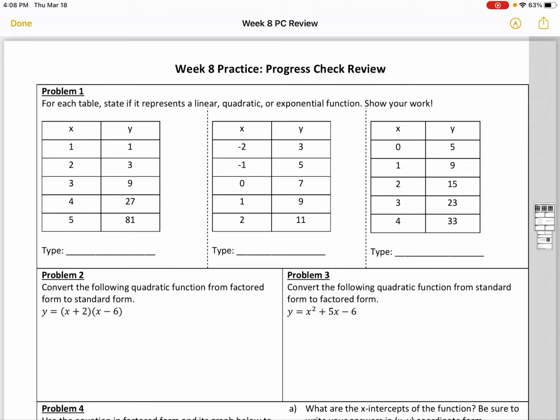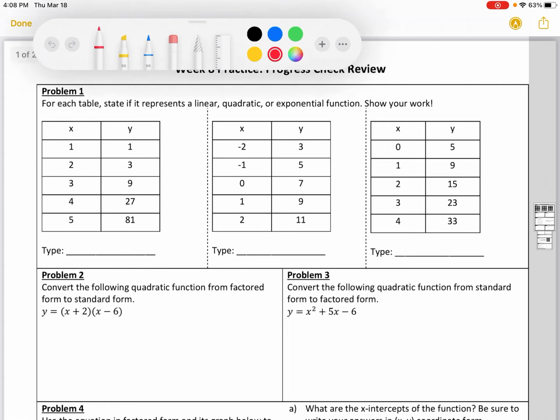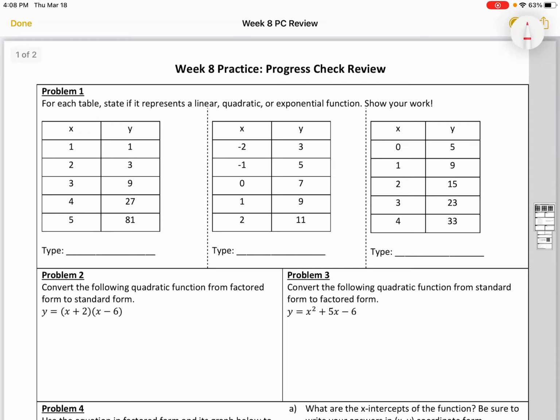So for our first problem, it asks us to state if each table represents a linear, quadratic, or exponential function, and we need to show our work. So first, let's remember how we can tell if a table is linear, quadratic, or exponential. It's been a little bit since we looked at tables, so let me remind you. We learned a little while ago that we can tell a table is linear if the y values are adding or subtracting by a constant number. So we're always looking at the y values to figure out what pattern we have.